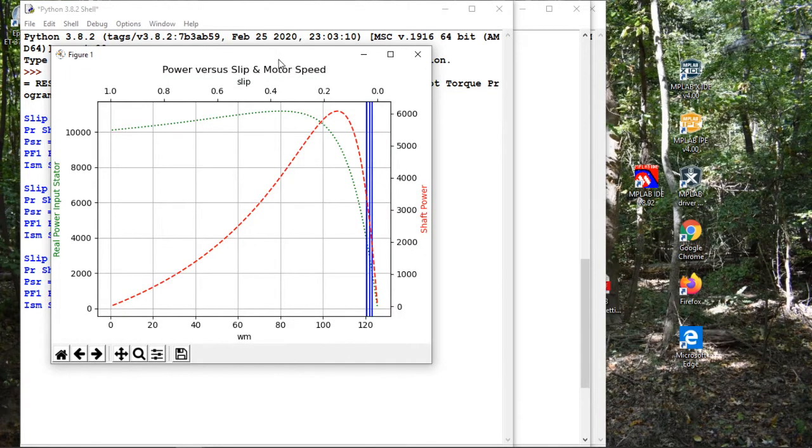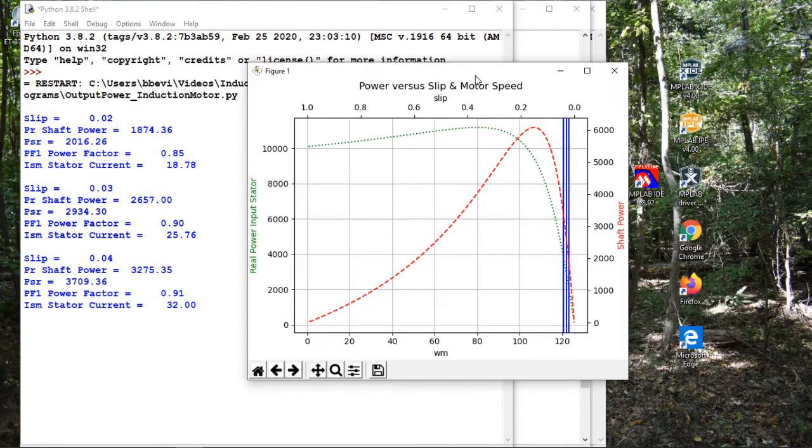All right, so what I see here is the green is the real power input. So this is what you see from the terminals, the real power input. This right here is the actual power going in to turn the motor, the shaft power. Notice that there's a lot of power initially when it's locked, right?